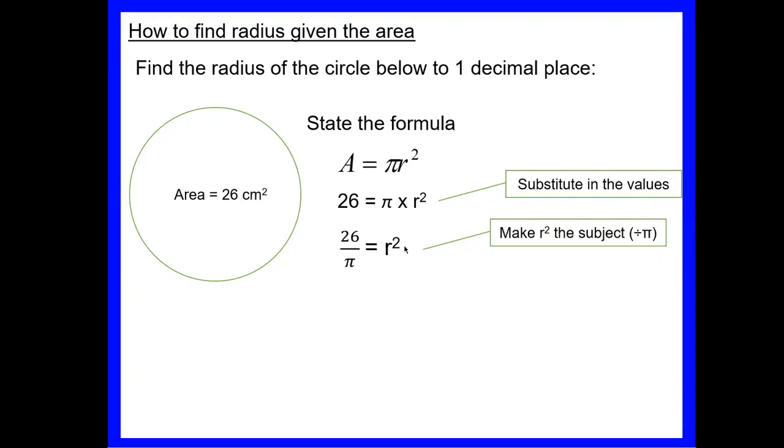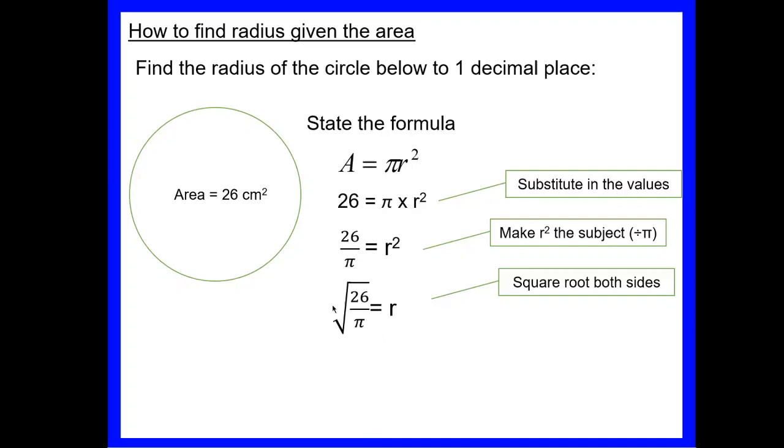Our next step then is we need to get rid of the squared from here because we just want r. So to do that, we need to do the inverse of squaring, which is taking the square root. If I square root r squared, we just get r. And I have to square root everything that's on the other side. That's really important that I put my square root over everything that was on the other side.